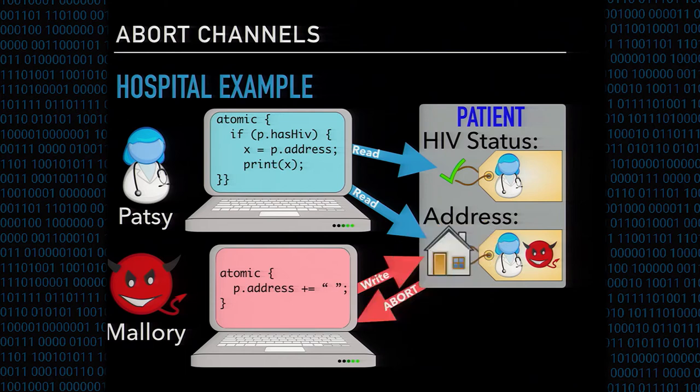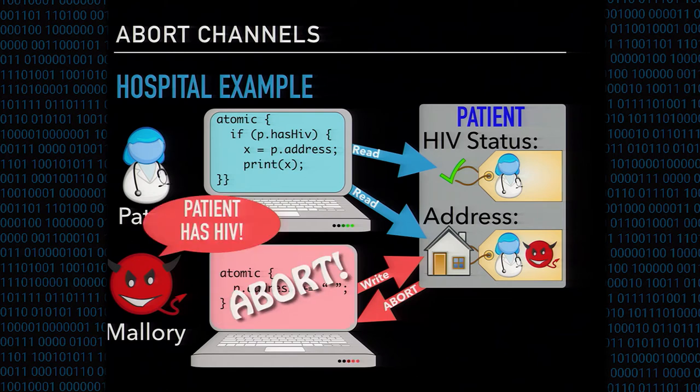And suppose that Mallory's transaction is the one that's aborted. When Mallory learns of this abort, she knows that some other transaction is interacting with the address at that time. And if she believes that Patsy's transactions are the only ones likely to be on the system at the time, and Patsy only reads a patient's address if the patient has HIV, she learns that the patient has HIV.